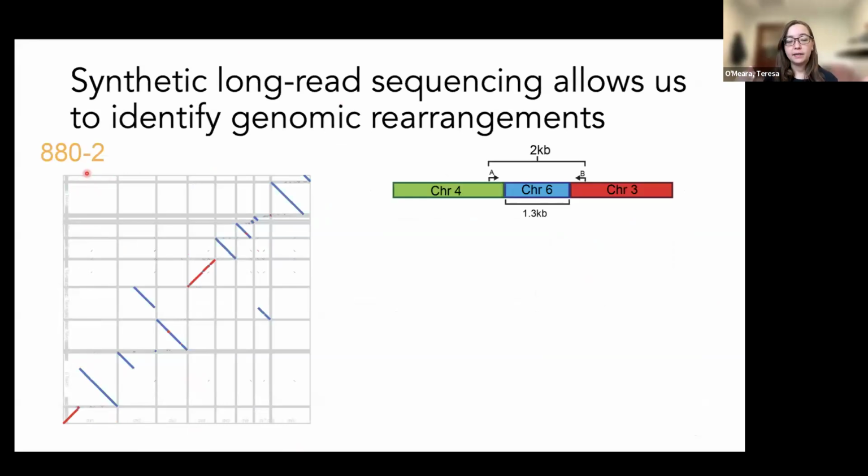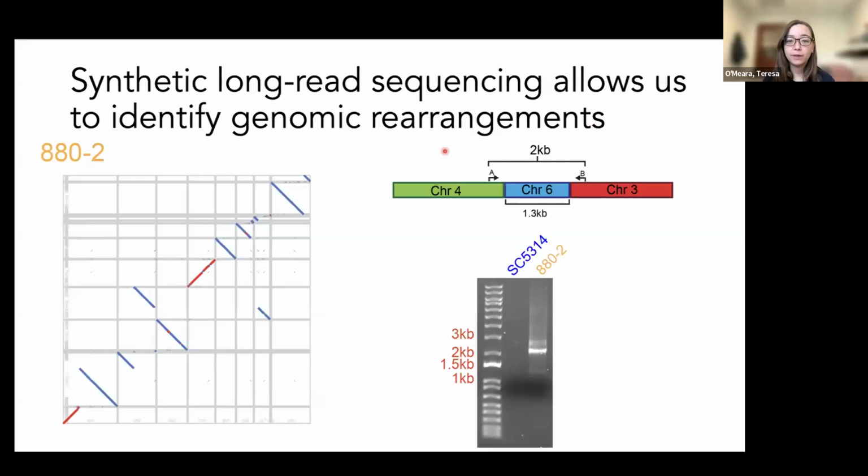Using that, we can identify regions where it looks like there is a fusion event between these three chromosomes, between 3, 6, and 4. We can design primers that would span that gap. When we do genomic DNA extraction and PCR to ask, can we identify this band, we identify a band only in that 880 isolate and not in the SC5314 reference. So this rearrangement has been validated by PCR.